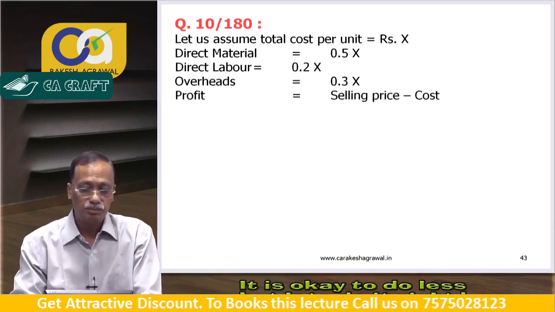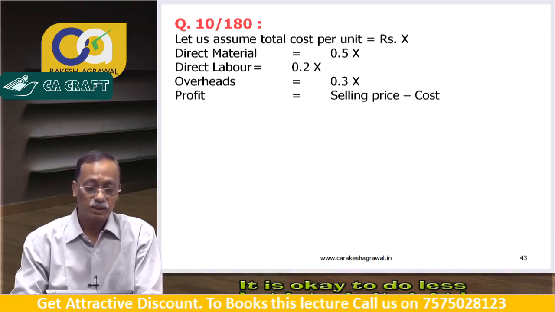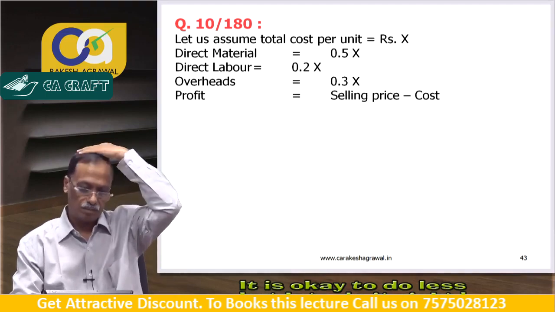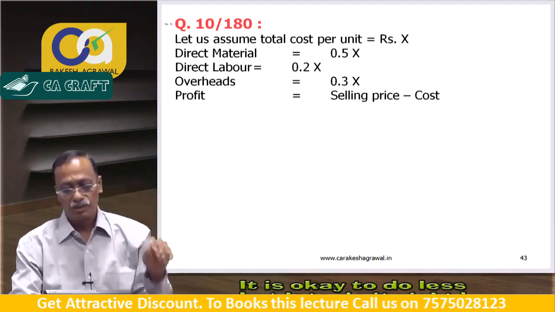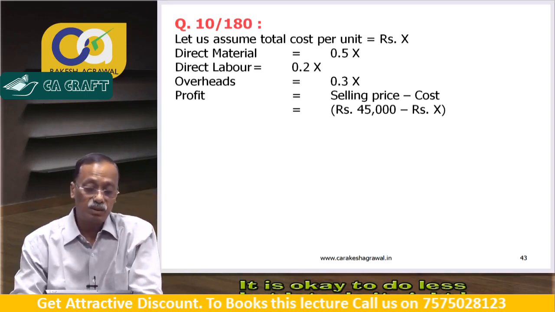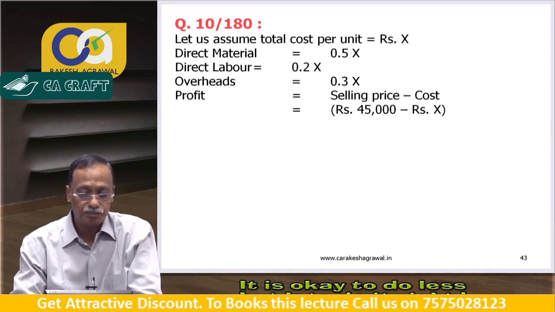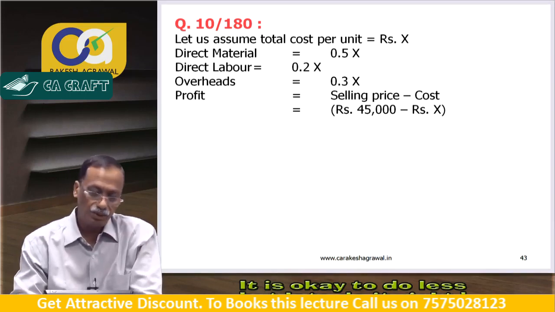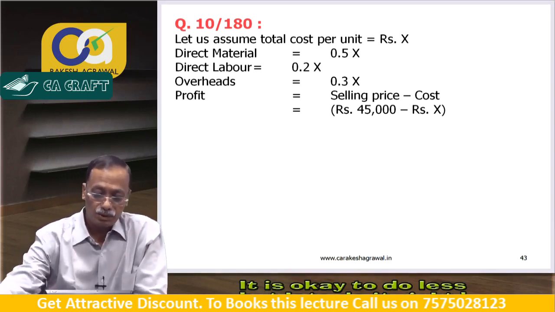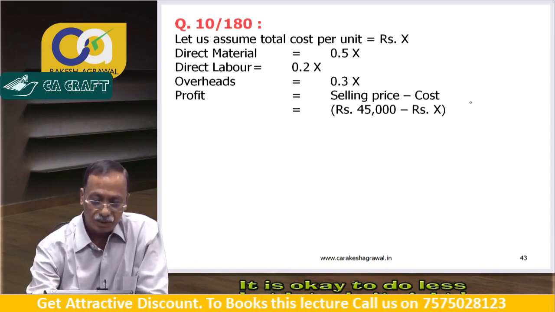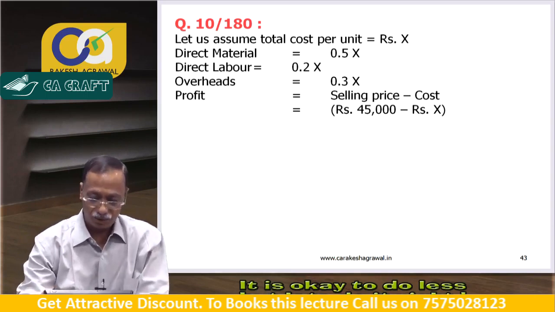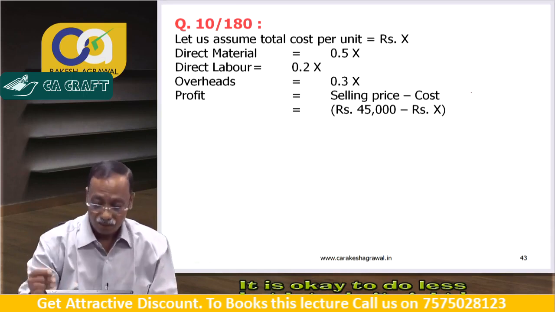Profit is equal to selling price minus cost. Actually, selling price minus total cost. So is equal to 45,000 minus X. Keep it as it is in the bracket, 45,000 minus X. Because we need to solve these equations. Because there is no other way of getting the solution. So this is your present profit in terms of X, right? And this is your present cost. Now, we'll enter into this equation.